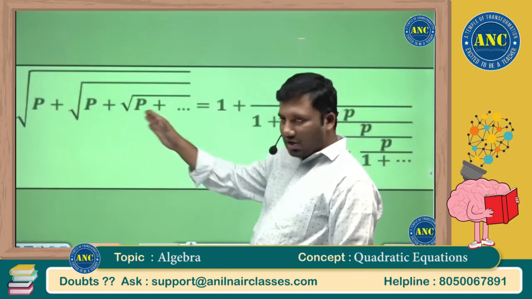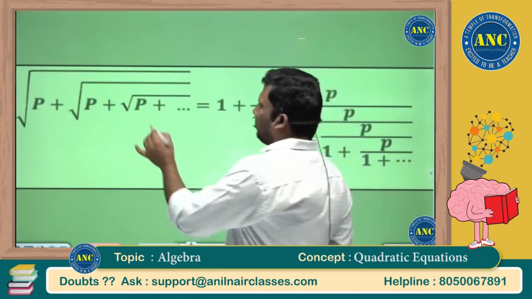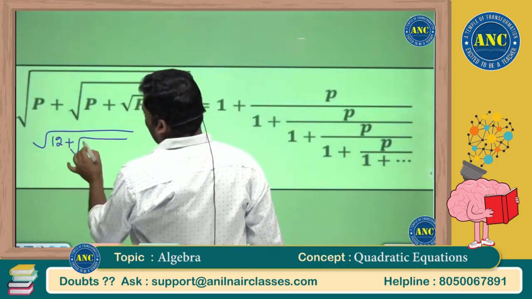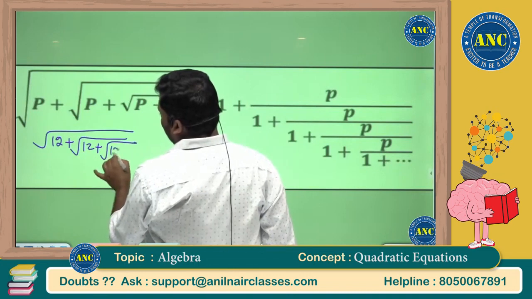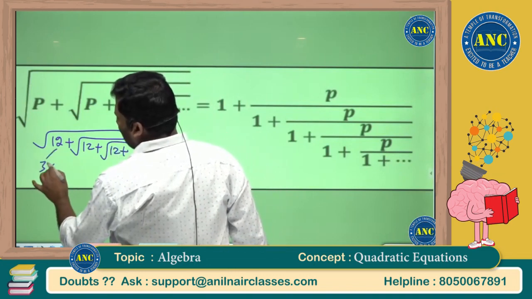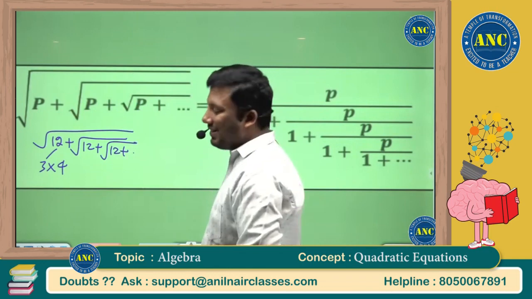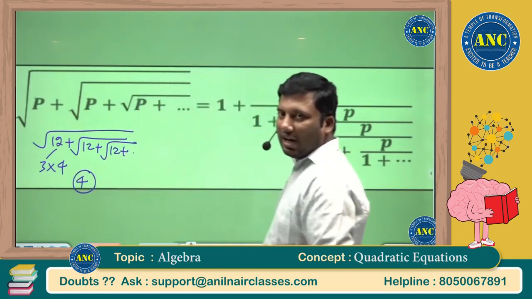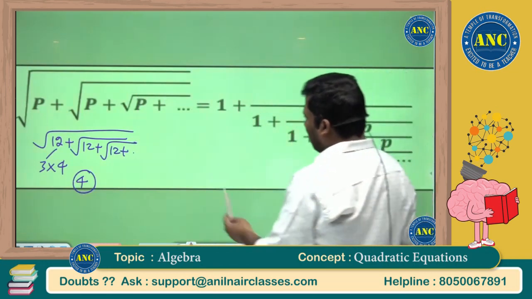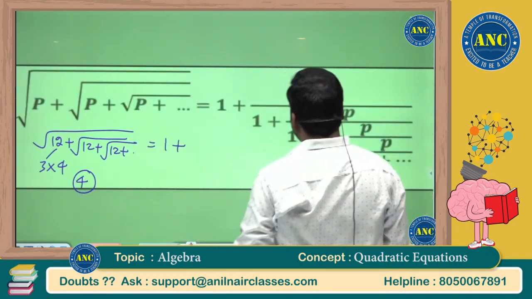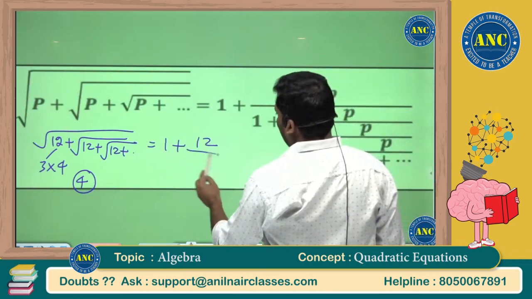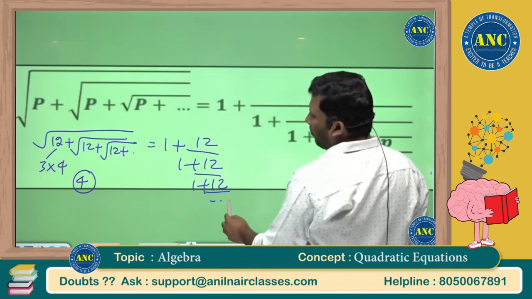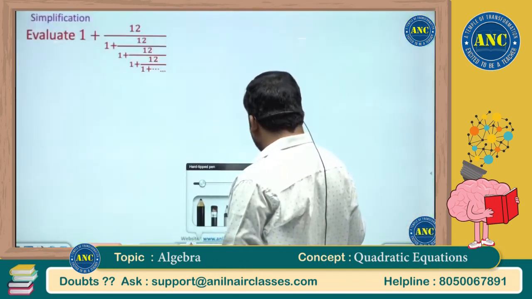Now, this question is similar to this question. Suppose it is root of 12 plus, what will be the answer? 3 into 4. Because it's an increasing series, take the largest. Largest will be 4. The same thing can also be asked like this: 1 plus 12 by 1 plus 12 by 1 plus 12 by, and so on.